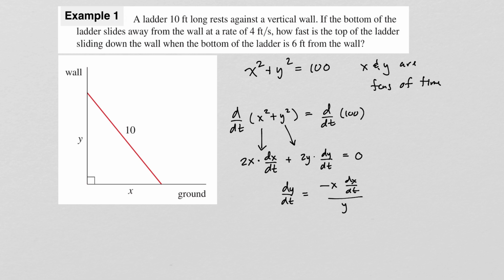But the point of me showing you this is that the notation is much simpler to not use the function notation here for x and y. So if you don't have to use x of t and y of t to understand what you're doing, it is my opinion that this notation is better. Now, the rest of the problem would be the same. You would plug in x equals 6. You would solve for y, which we found to be 8. And then you would plug in dx/dt is 4 feet per second. And then you would get your answer that we got a few minutes ago.